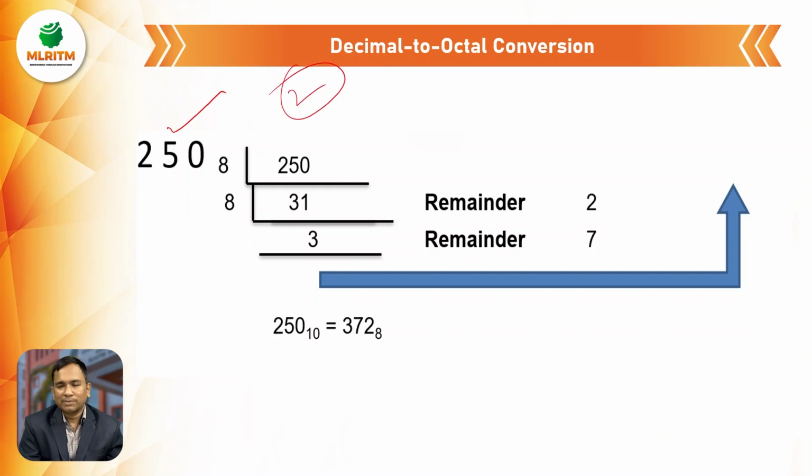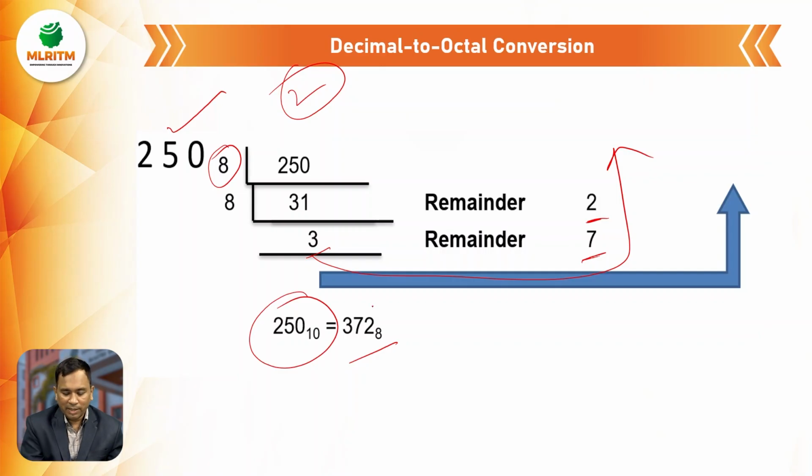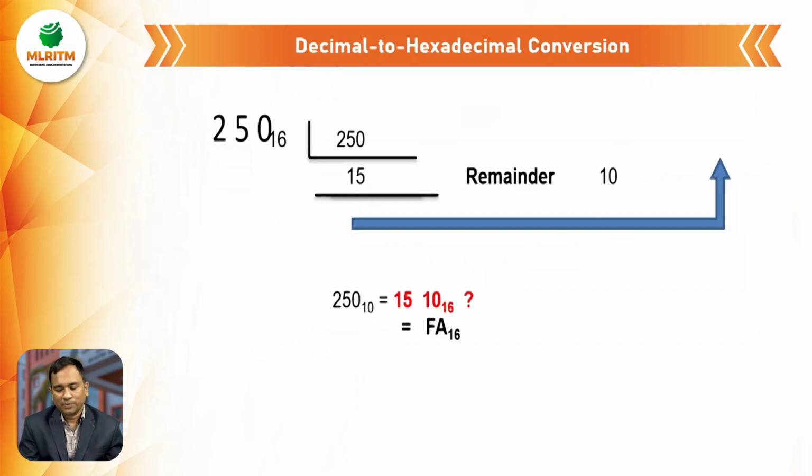But here, for decimal to octal conversion, the number is divisible by 8. So 31 times, remainder 2, 3 times, remainder 7. So the number is 372. So 250 is my decimal number, but my octal number is 372.